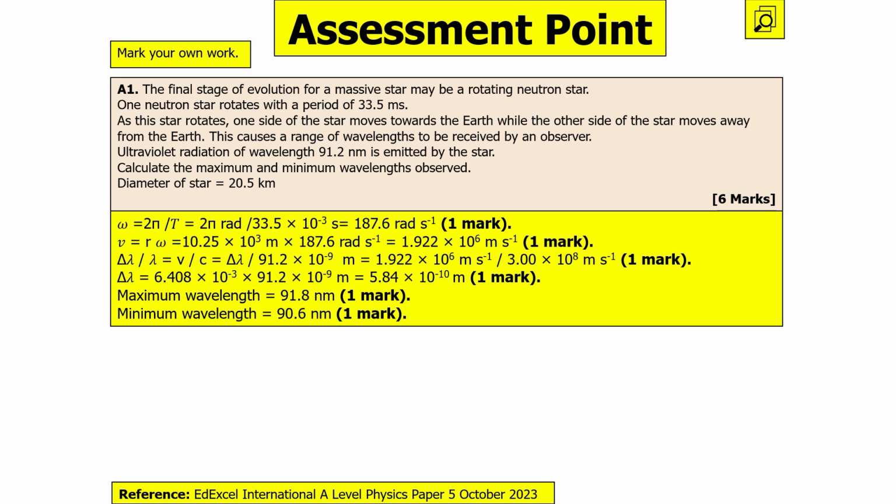Now we don't use a lab sample here, because we just use the average value emitted by the star, since we don't have that lab sample. Therefore you can add the value to get the maximum wavelength, and you can subtract to get the minimum wavelength, so you get 91.8 nanometers and 90.6 nanometers.